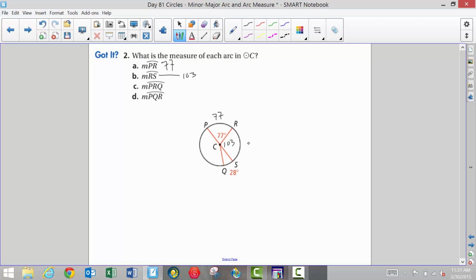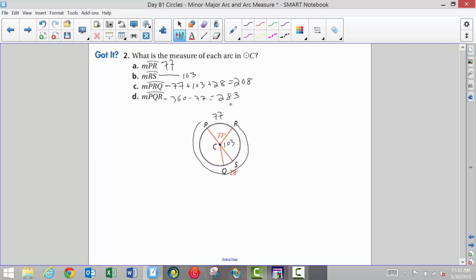PRQ, P to R to Q is going to be arc addition, so 77 plus 103 plus 28. So I have 77 plus 103 plus 28, which is 208. And then I have P to Q to R. So from P to Q to R, okay, I know the whole thing is 360. So this is going to be 360 minus 77. So 360 minus 77 is 283.